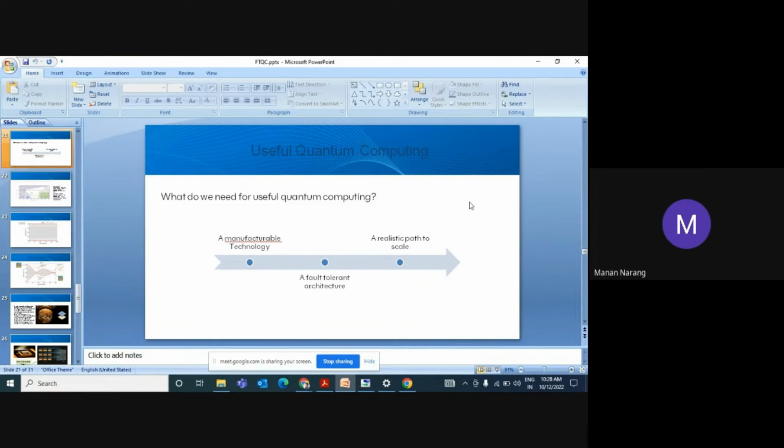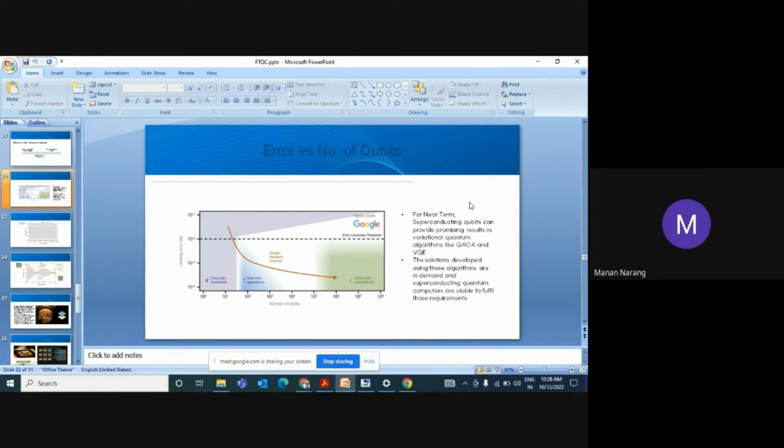And then let's say what is the error now in that. For near term, superconducting qubits can provide promising results in algorithms like QAOA and VQA, but the solutions developed using these algorithms are not viable to fulfill the requirement.